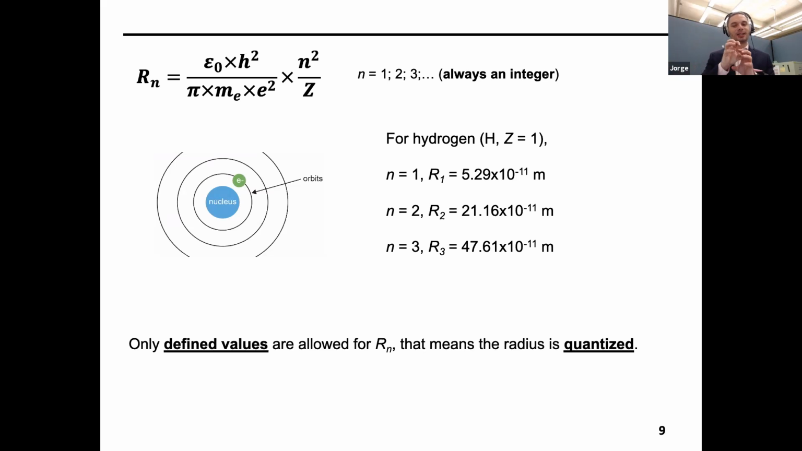And that's something very important from the Bohr atomic model. The radius for each shell is always an allowed value and nothing in between that.